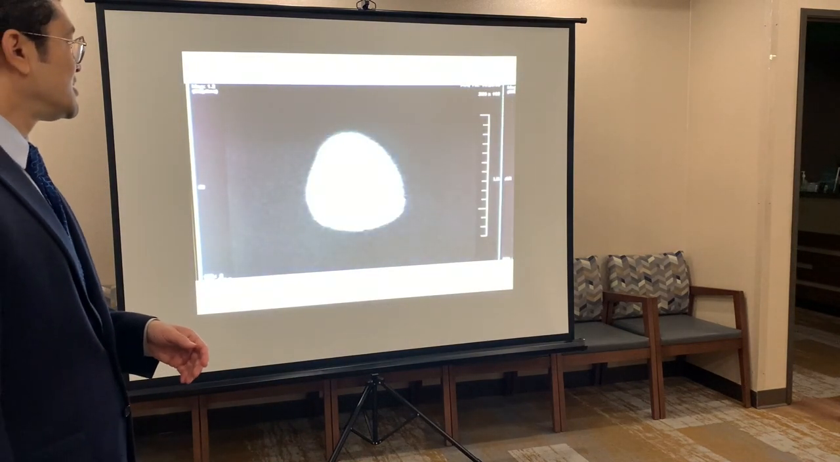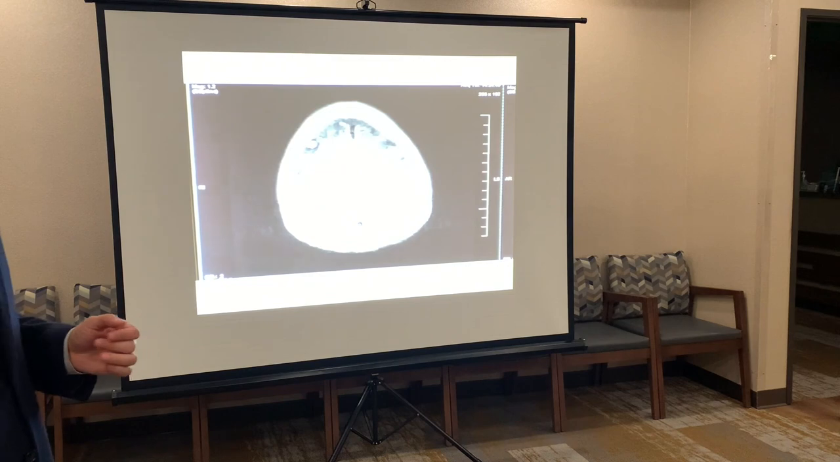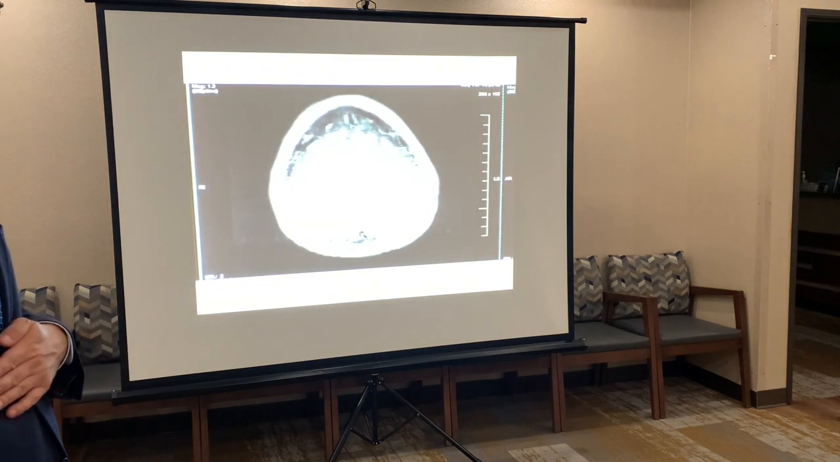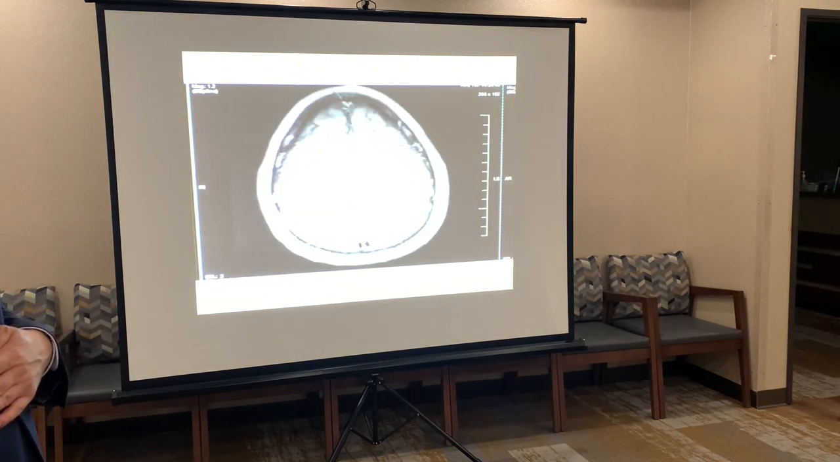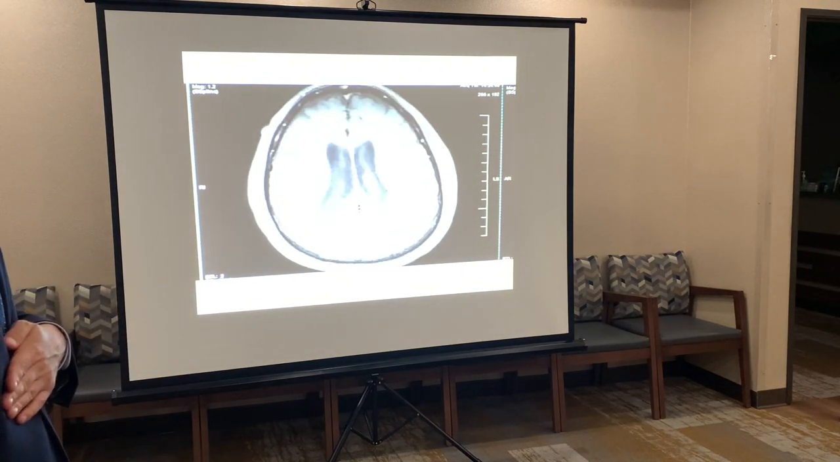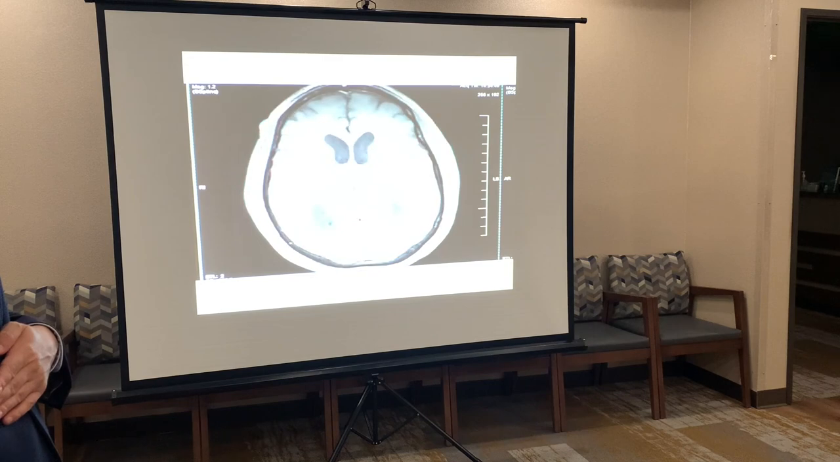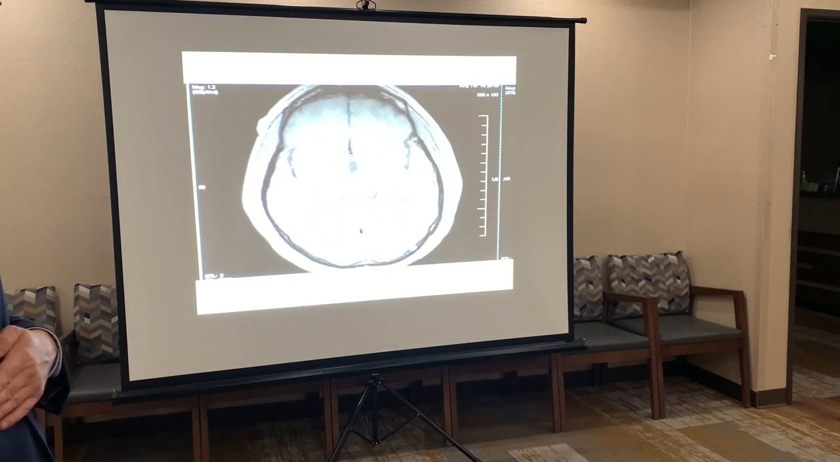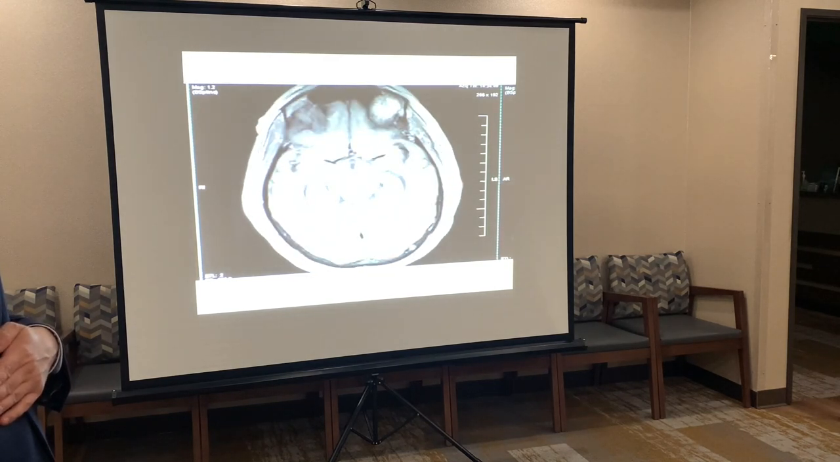So here's kind of the top view. You can see some more of these again. Look for those little metastases. There's a couple there. Frontal lobe, occipital lobe. There's one there. Temporal lobe. And then brainstem. There's one there.